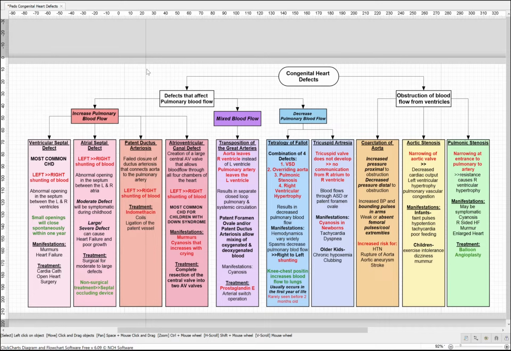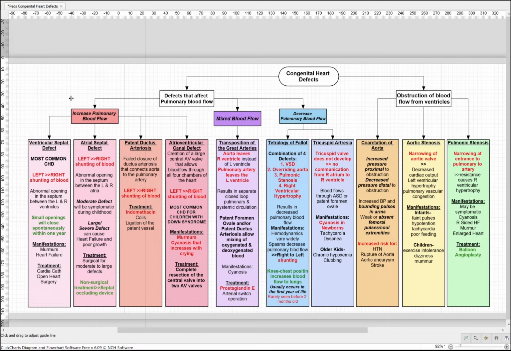I've color coordinated them. We have our red section all the way to the left, which is our increase in pulmonary blood flow. We have our middle one here in purple, which is mixed blood flow, and then we have our decrease in pulmonary blood flow. I color coordinated these based on the oxygenation of the blood. Red represents our oxygenated blood, blue is our deoxygenated blood, and purple, of course, is a mix of the 2 colors, representing the mixed blood flow.